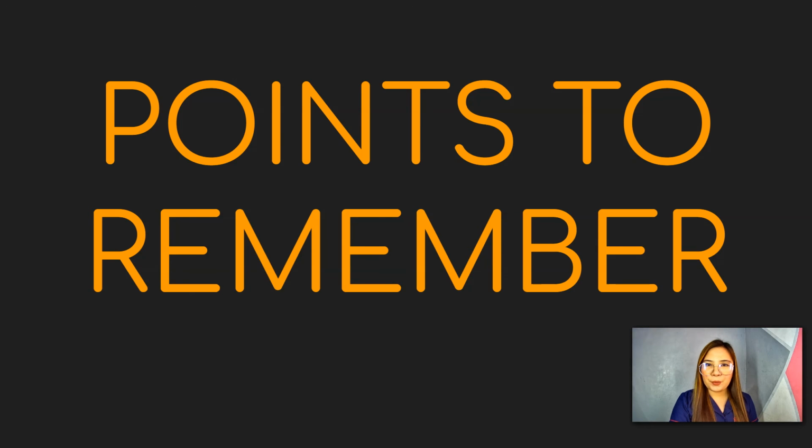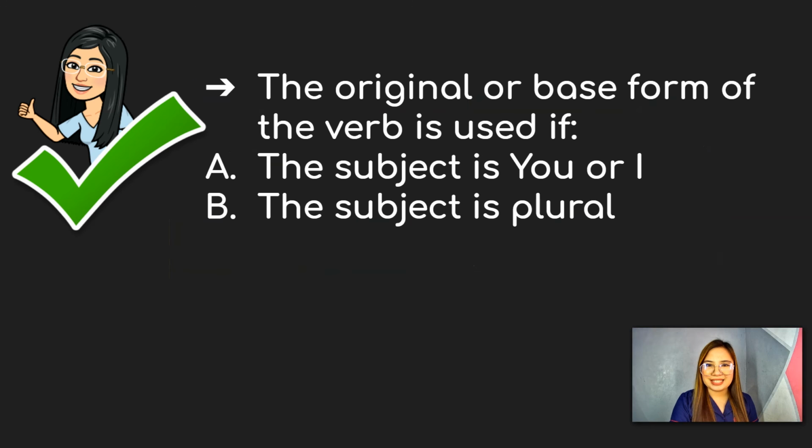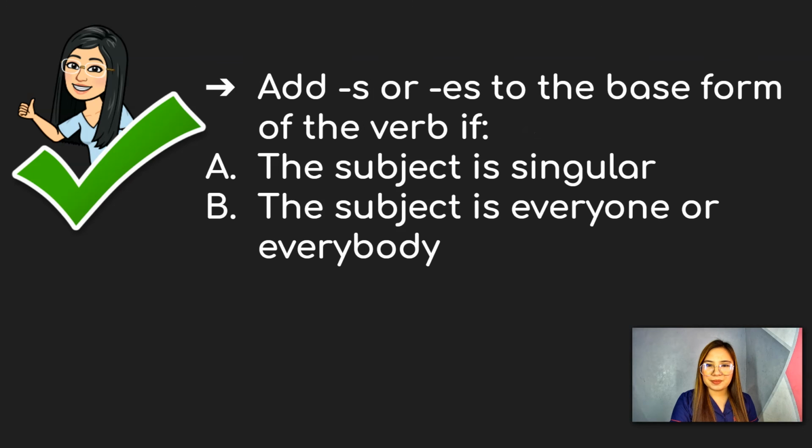Now let's have the points to remember for this lesson. The original or base form of the verb is used if the subject is you or I and if the subject is plural. And we are going to add s or es to the base form of the verb if the subject is singular and if the subject is everyone or everybody.